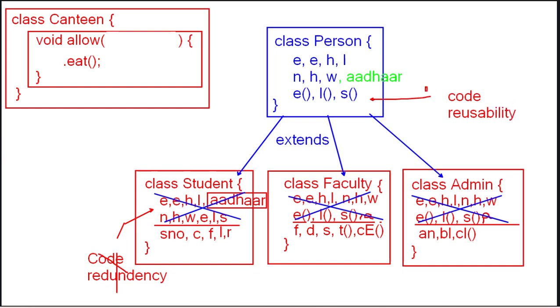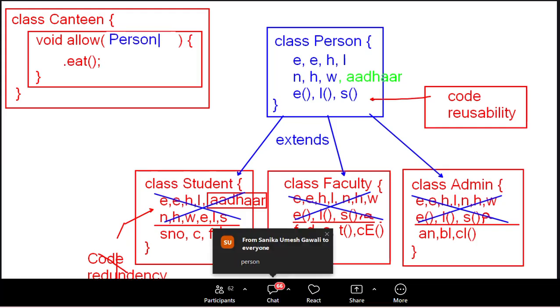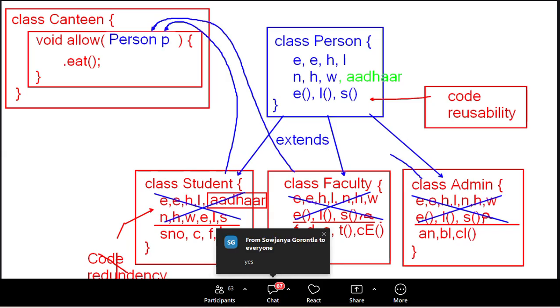In future, a class called driver came. Driver is also a subclass of person. All these properties automatically came, right? Yes. So this is called code reusability. Now, here, what type of parameter do I have to take? Person type. If I take a person type parameter, then is a student allowed? Yes. Faculty allowed? Yes. Admin also allowed, because student, faculty, admin are what type? Person.